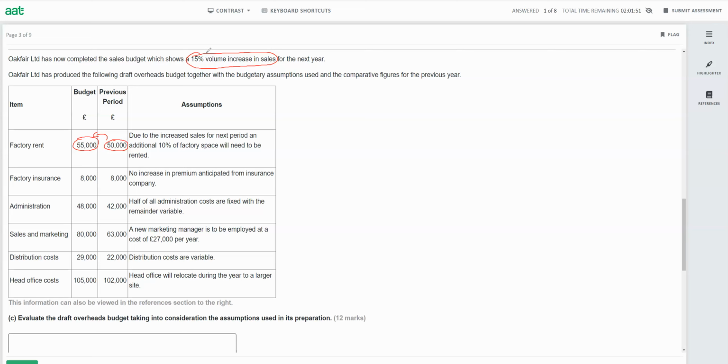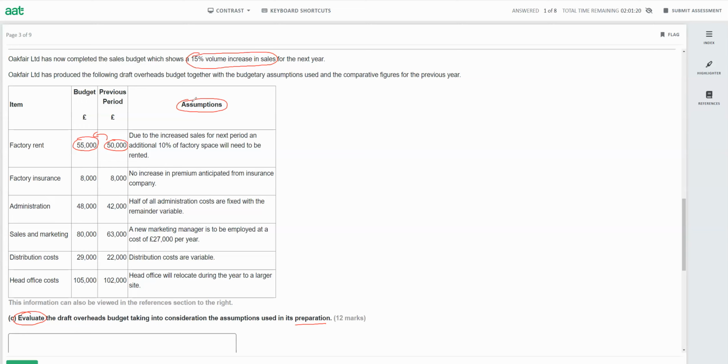Now we need to read the requirement a little bit, what they're asking. The requirement is asking to evaluate the draft overheads budget taking into consideration the assumption used in the preparation. So basically we need to evaluate this assumption. We need to find out or raise the question mark how they make this assumption, or is there anything we would like to add to the assumption.